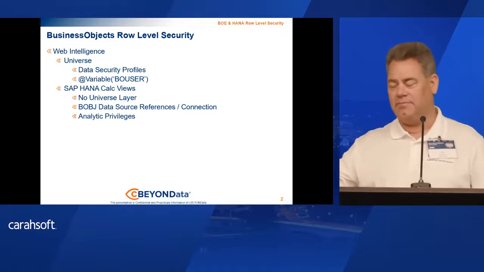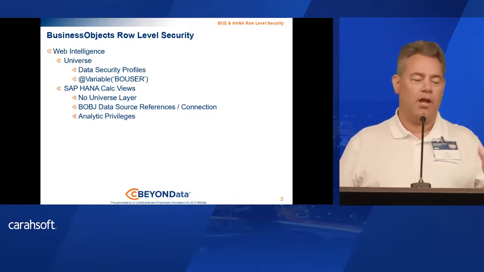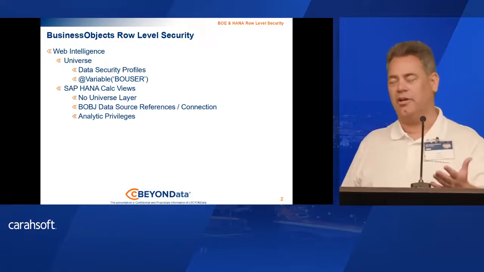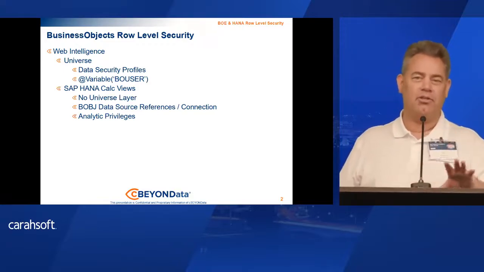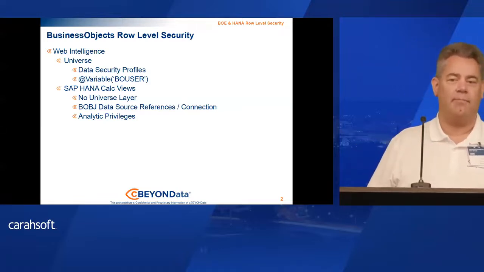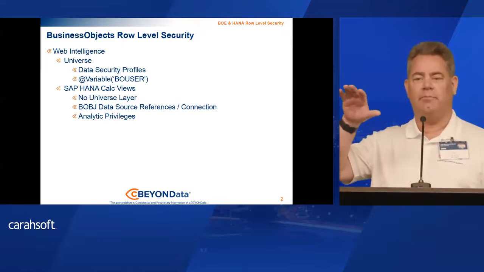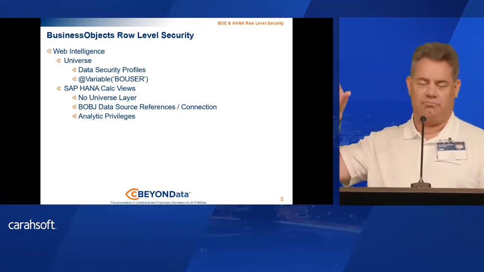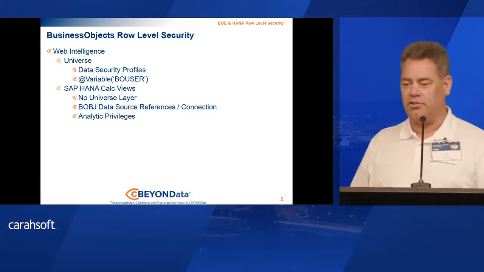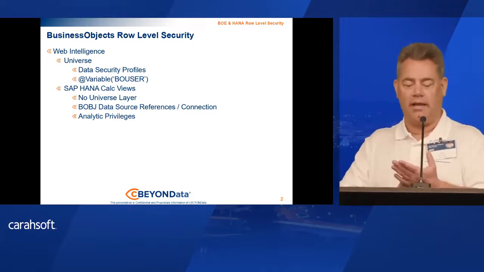As we shifted into the HANA world for reporting, we're not going through a universe, we're actually going off calculation views. They're similar to database views, but have a separate engine behind them, and they're geared for high performance analytics. So we're not leveraging a universe for that kind of functionality. We're directly reporting off the calculation views, and we had to do row level security a little bit differently within SAP HANA.